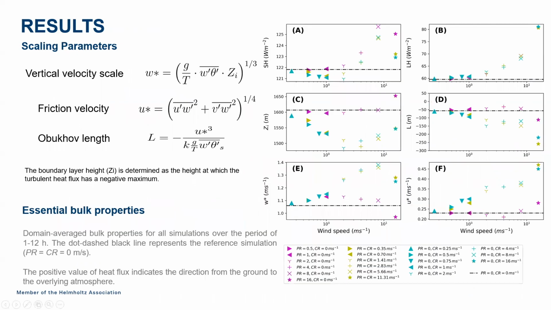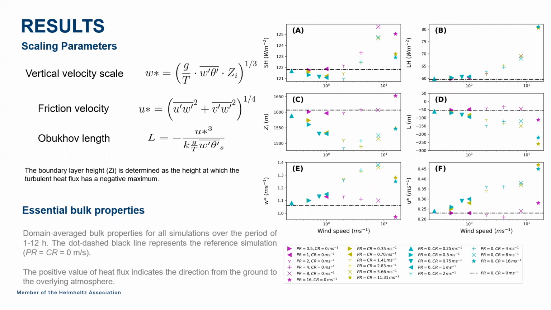Before the analysis of the bulk properties, I shall introduce several scaling parameters used in this work: the vertical velocity scale, the friction velocity, the Obukhov length. And here, the boundary layer height is determined as the height at which the turbulent heat flux has a negative maximum. The figure on the right side shows the essential bulk properties over the period of 1 to 12 hours. The dot-dashed black line represents the reference simulation.